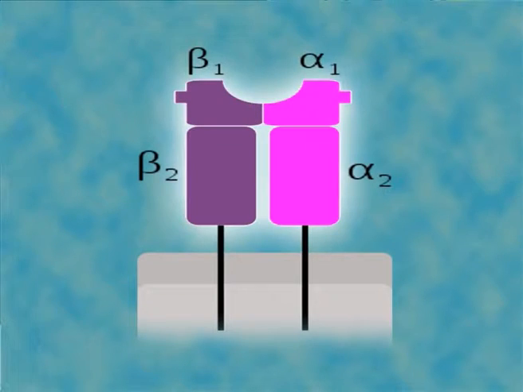MHC class 2 is formed of 2 chains, alpha and beta, each having 2 domains: alpha 1 and alpha 2, beta 1 and beta 2. Each chain has a transmembrane domain, alpha 2 and beta 2 respectively, anchoring the MHC class 2 molecule to the cell membrane. The peptide binding groove is formed of the heterodimer of alpha 1 and beta 1.